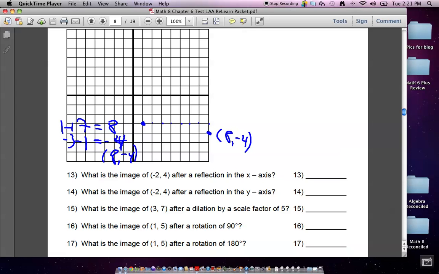Number 20 says, what's the image of 4, negative 8 after a dilation by a scale factor of 3/4? That means multiply by 3/4. So if I have 4, negative 8, I got to do 3/4 of 4, 3/4 of negative 8. Now this is like a lot of the do-its we've been doing in class lately, and also one of the questions on part 1 of this exam, where you do fractions of things. So 4 goes into 4 once. 3 times 1 is 3. 4 goes into 8 twice. 3 times negative 2 is negative 6. So the answer to number 20 is 3, negative 6. The answer 8, negative 4 was the answer to number 19.